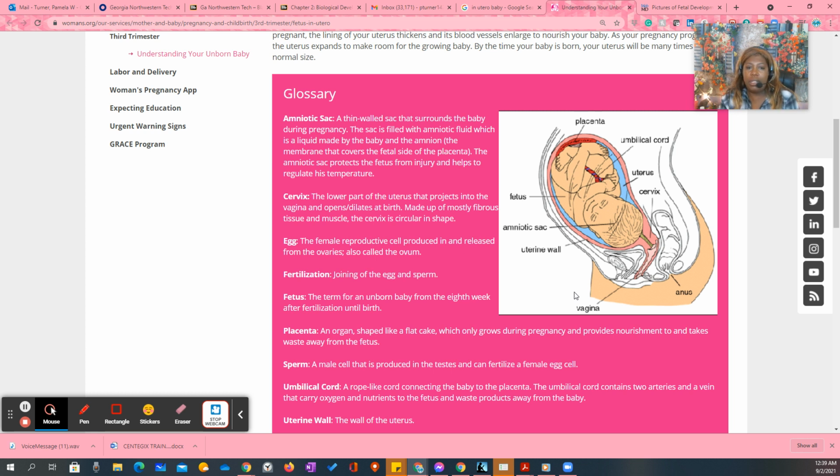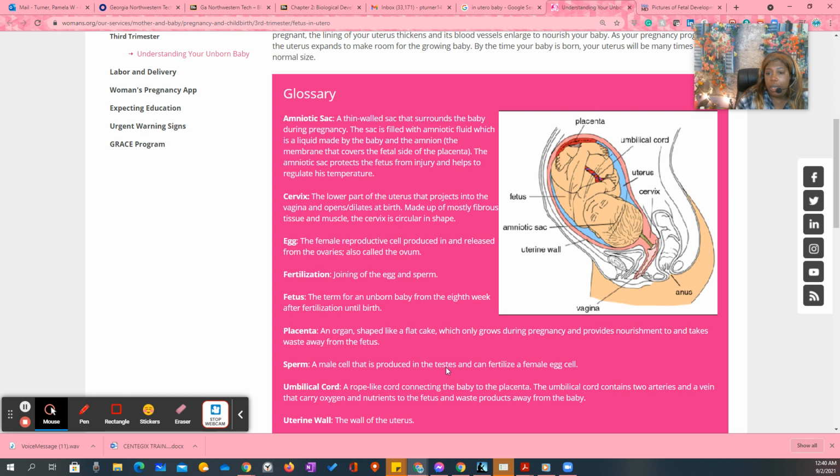So the amniotic sac, that's the fluid that protects the baby. The cervix is where the baby is going to come out. Your cervix really is usually very tight, right? However, your cervix then gets bigger and bigger to let the baby release. It doesn't stay that way. The cervix does go back, right? I talked about the egg and the fertilization. The fetus is the term for the unborn baby from the 8th week. Prior to that, the term is zygote.